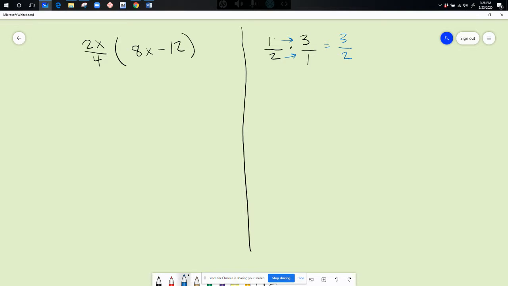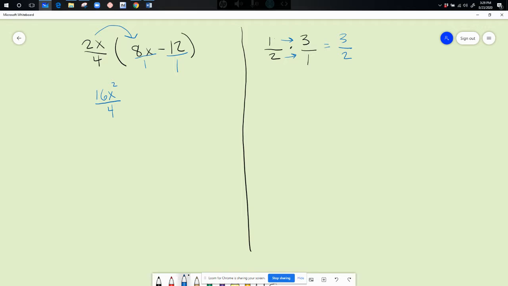So here we go. Let's go to our problem on the left. 2x divided by 4 times 8x minus 12. The first thing we got to do is multiply 2x divided by 4 times 8x. So a lot of students like to put 1s on the bottom of these because it helps them. So top times the top, 2 times 8. Remember, numbers times numbers. So 2 times 8, 16. And then x times x is x squared. You have 2 of them, and that's what x squared is. And then on the bottom, you have 4 times 1, which is 4.